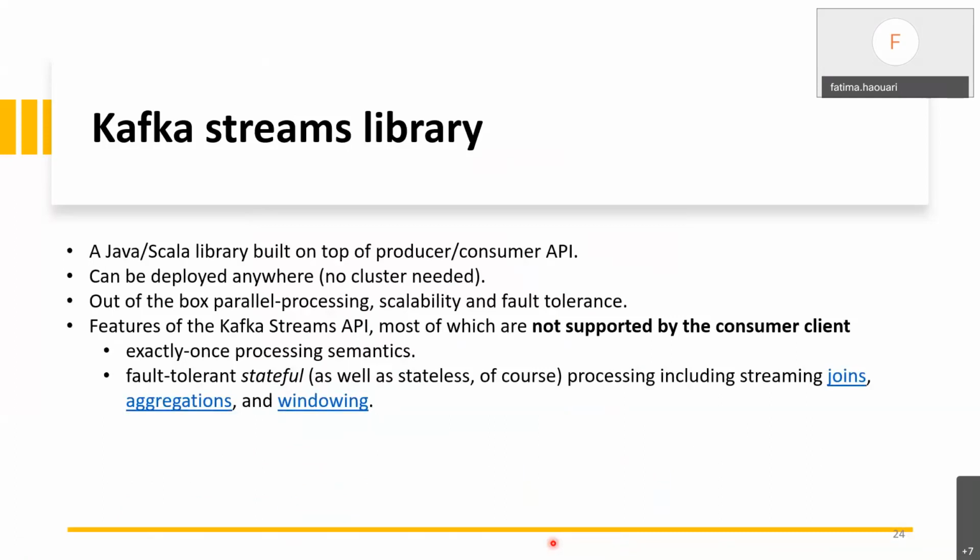You can think of this Kafka Streams library as replacing the consumer client. It will be an application that consumes or subscribes to Kafka topics. What this Kafka Streams library offers, and it's not supported by the consumer client, is exactly once processing semantics, which is on by default in this library, and also fault tolerant stateful processing, including streaming joins, aggregation, and windowing, the same as we saw in Spark streaming.